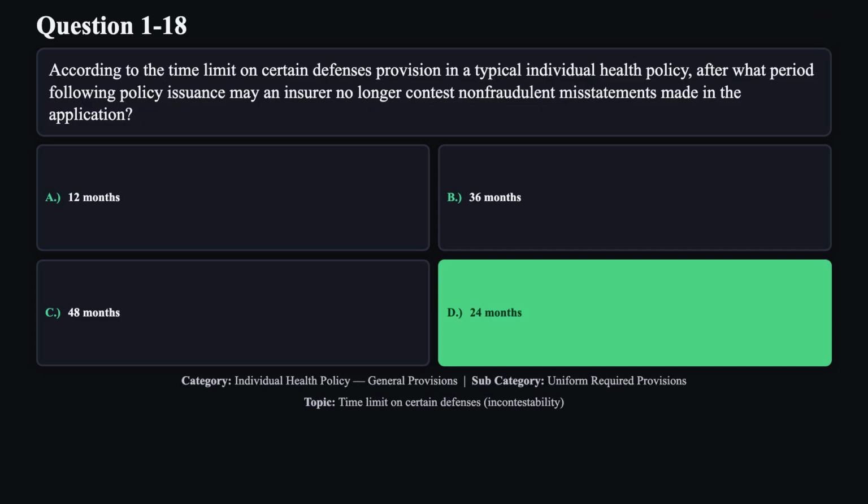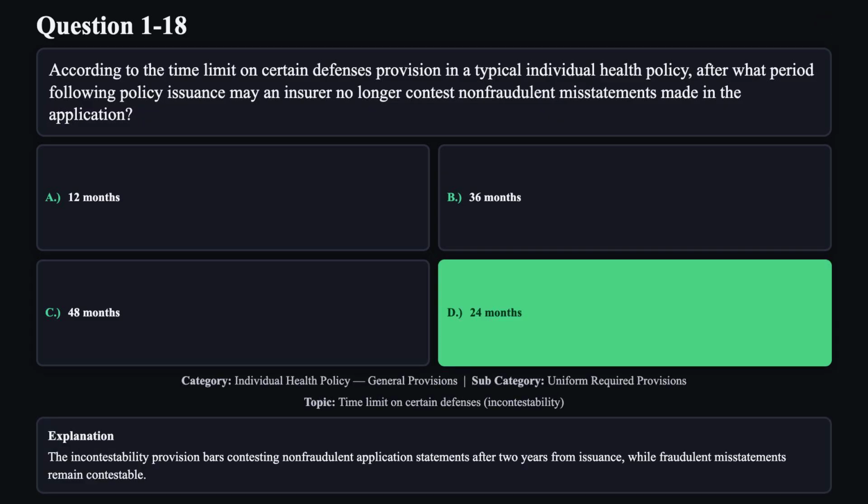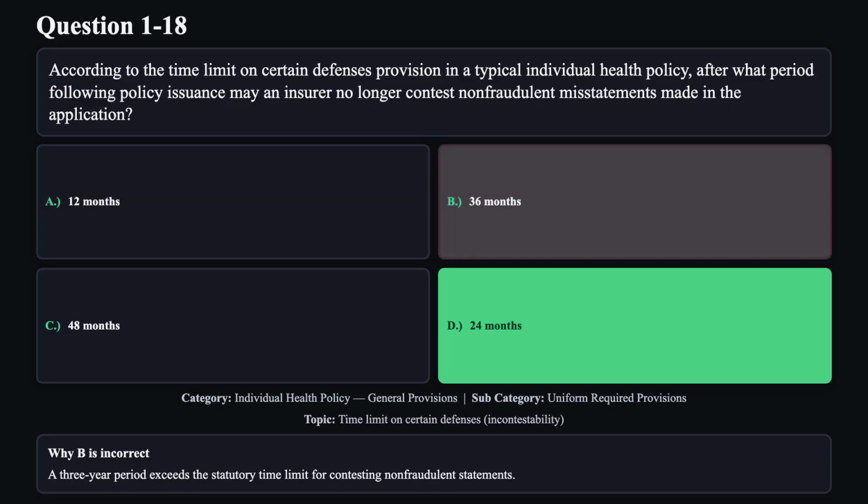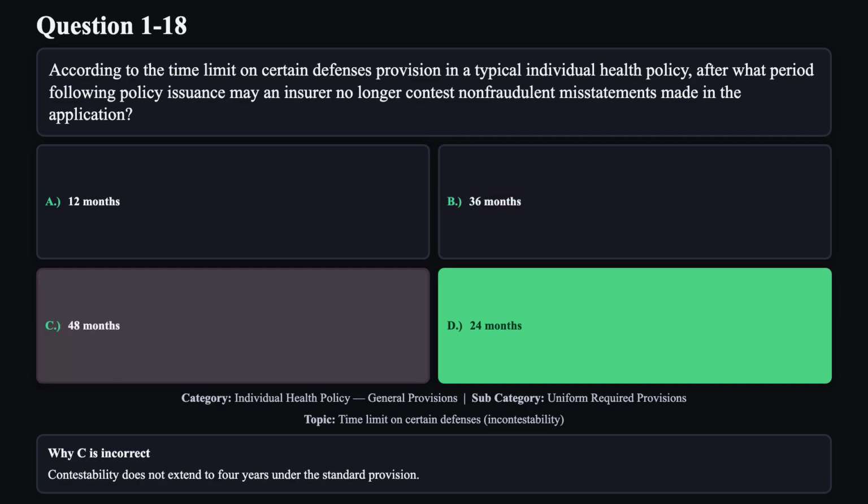The correct answer is D. The incontestability provision bars contesting non-fraudulent application statements after 2 years from issuance, while fraudulent misstatements remain contestable. Reason A is not correct. A 12-month period is shorter than the standard 2-year contestability period. Reason B is not correct. A 3-year period exceeds the statutory time limit for contesting non-fraudulent statements. Reason C is not correct. Contestability does not extend to 4 years under the standard provision.